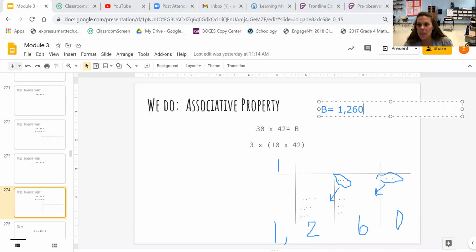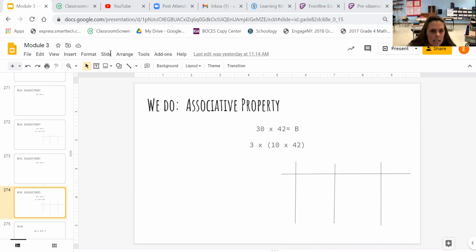I know some people were like, oh, I'll just do repeated addition. No way am I going to add 42 30 times. That doesn't sound fun to me. So I think that the associative property is a great strategy to use.